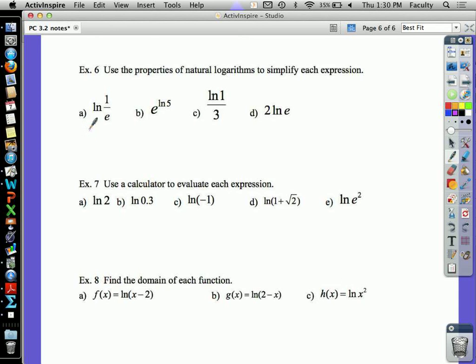Okay, letter A. I can rewrite 1 over e as e to the negative 1. So then ln e to the negative 1, the ln and e cancel, and you have negative 1. In b, there's really no work, it's just 5. e to the ln 5 is 5. Now, what do you know in c about ln 1? 0. 0 divided by 3 is 0. ln e is 1, so that's just 2. Okay? All right, now in example 7, use your calculator. Let's go 3 places. And you know where your ln button is.